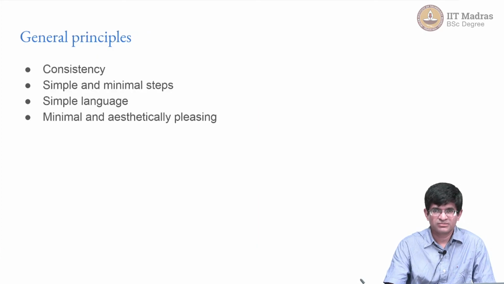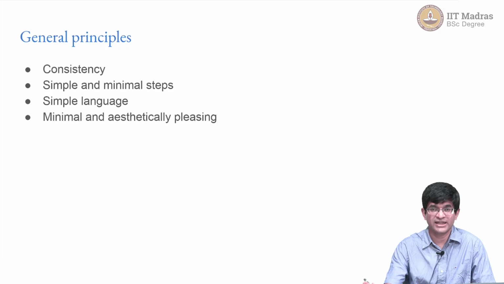So as I said, the core principles, if you try to distill them down: consistency, simple and minimal, simple language, right? Your language that you use in order to describe what something is doing, use simple words, right? Do not try to use a fancy word just because, even though it may fit the bill perfectly, it throws the user off. They have to take a step back, try and understand what you are trying to say and then make use of the system. And also minimal and aesthetically pleasing.